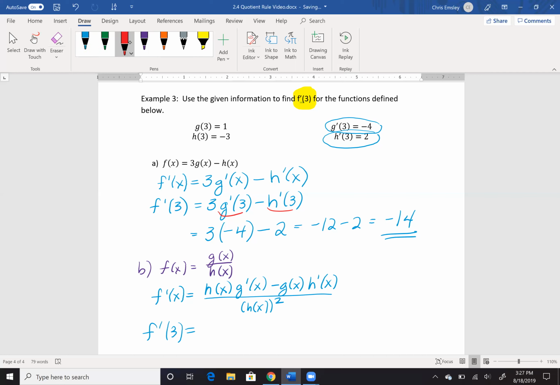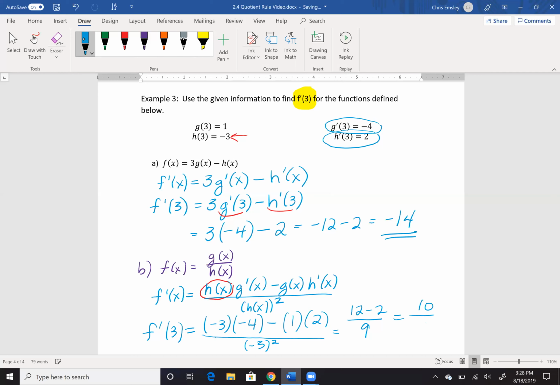So h of x, that means h of 3, that is equal to negative 3. g prime of 3 is negative 4, minus g of 3, which is 1, times h prime of 3, which is 2, whole thing divided by h of 3 squared, so that's negative 3 squared. So we get negative 3 times negative 4 gives us a positive 12, minus 2, over negative 3 squared is 9. So our final answer here would be 10 over 9.